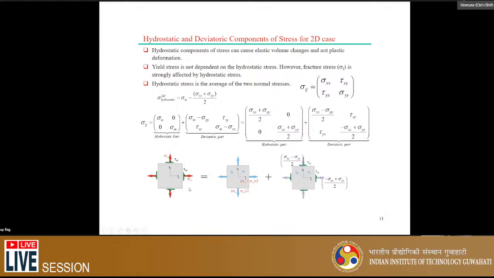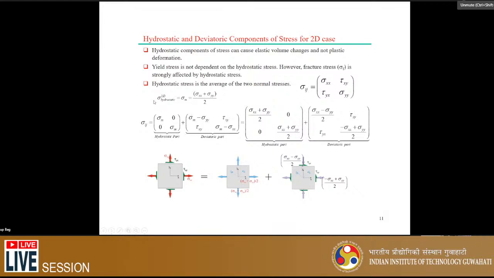For example, sigma xx and sigma yy must be equal. In this case, they are not exactly equal, but we can say that some average stress value is acting. That is the mean stress or average stress value, sigma xx plus sigma yy divided by 2. So here sigma xx and sigma yy are both the same value, and the other components are zero.